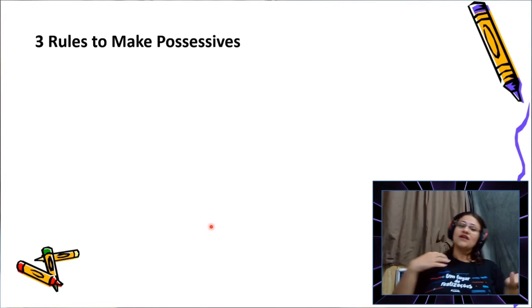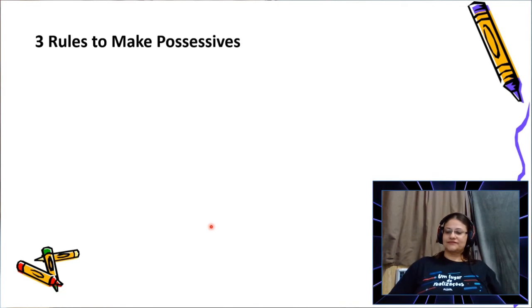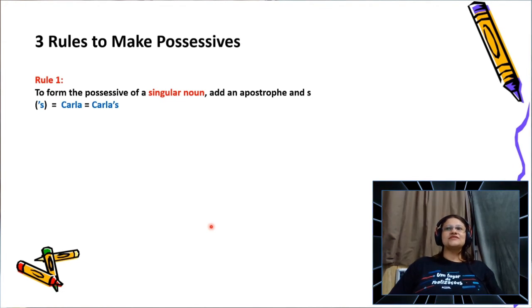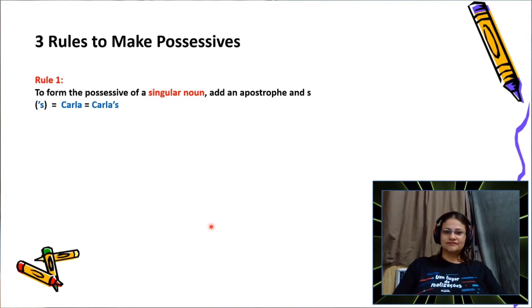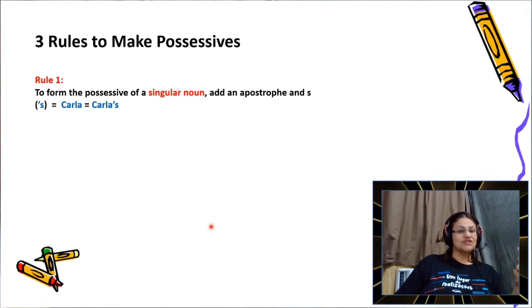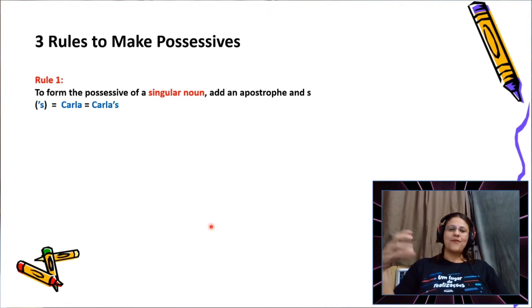Guys, I have three basic rules to make possessives. And what are they? Let's see. Rule number 1. To form the possessive of a singular noun. Singular noun. For example, me, Carla, a dog, a teacher, a student, just one. We just add at the end of this word an apostrophe and an S. So my name, Carla, becomes Carla's.